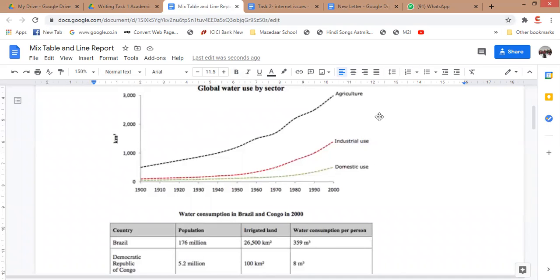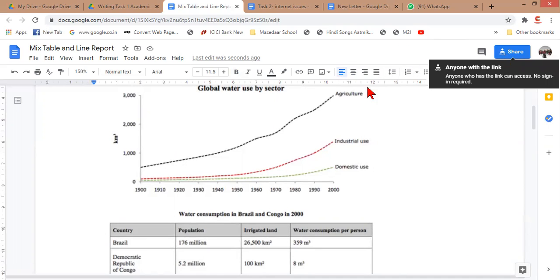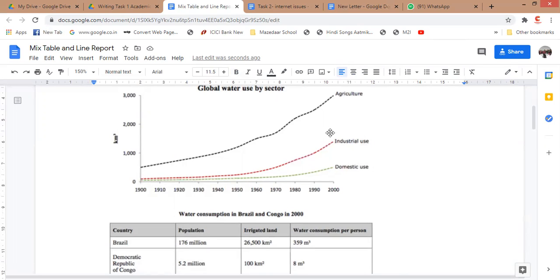Suppose there are percentages and currency in dollars, then you can mention that. But here, what are the different units that you see? Kilometers. Very good.